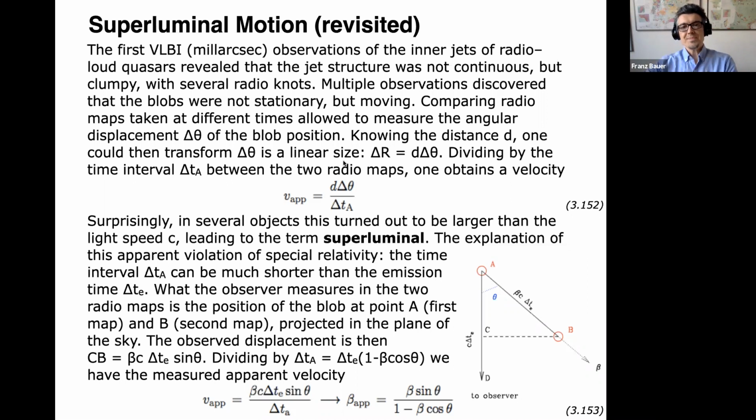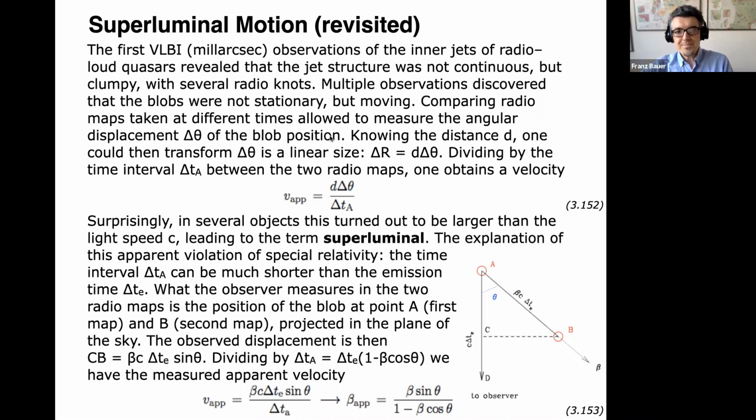And so when they looked at these maps and compared the angular offsets between one epoch and the other, right? So you just have a time. Say we observe it in May of 1985 and then in June of 1985. So it's 30 days, and they would measure some angular offset. And in projected distance, this blob would appear to be moving faster than the speed of light. And they went, wow, this is crazy. And they dubbed this motion superluminal motion.